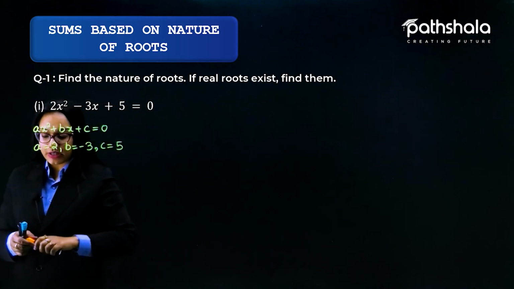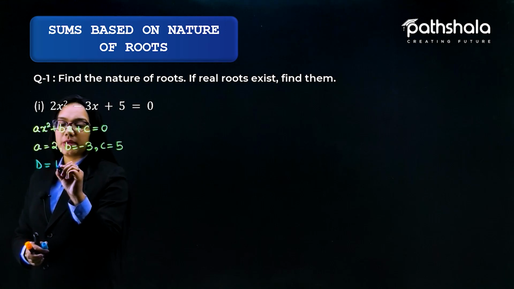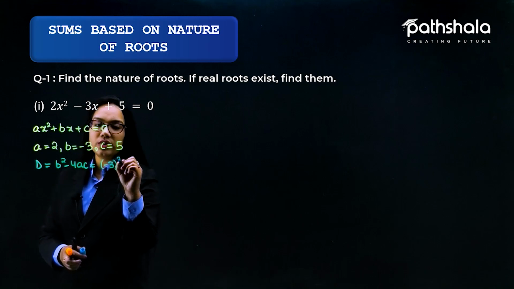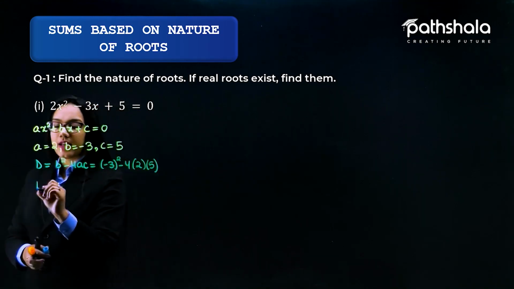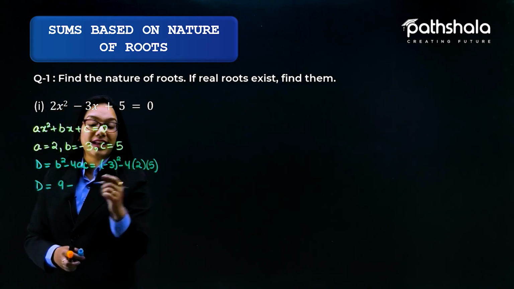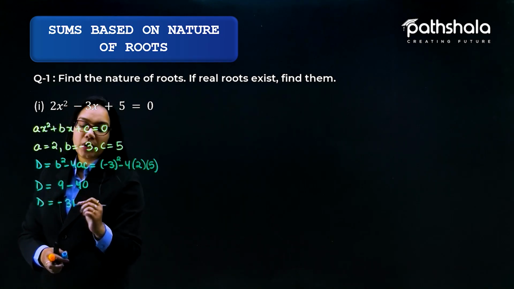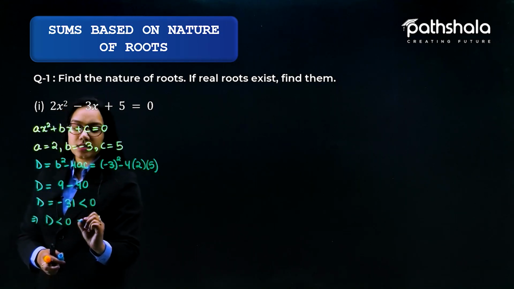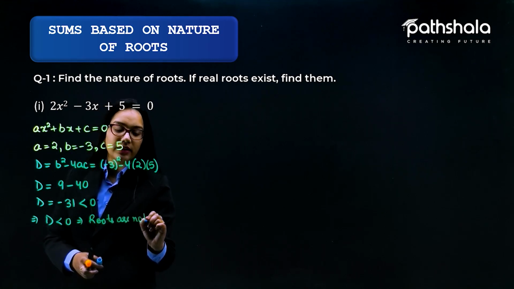Let's substitute it in the discriminant. As we know, the discriminant D is nothing but b square minus 4ac. So this would be minus 3 whole square minus 4 into 2 into 5. So we are getting the value of D as 9 minus 4 into 10, that is 40, and this is nothing but minus 31. So obviously D is less than 0, and whenever D is less than 0, it means the roots are not real at all.